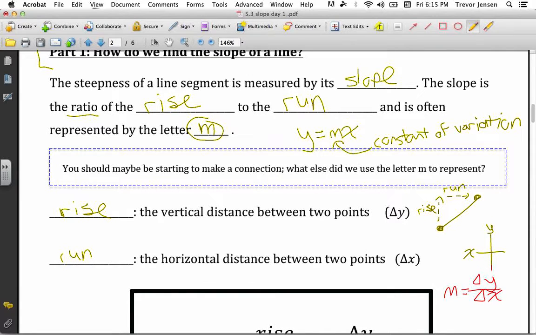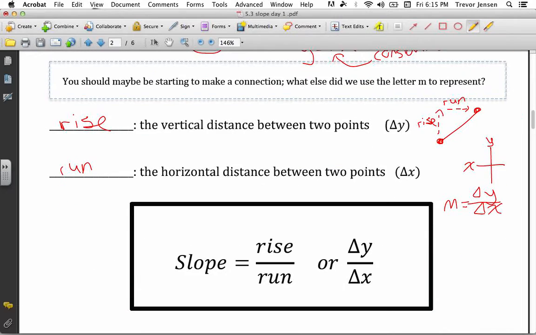And I've just told you to calculate slope by doing the ratio of rise to run. And we know rise is change in y, run is change in x, so slope is actually change in y divided by change in x as well. That's another connection showing that the constant of variation is in fact the slope of a line.